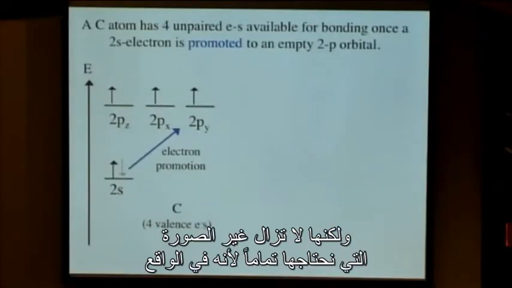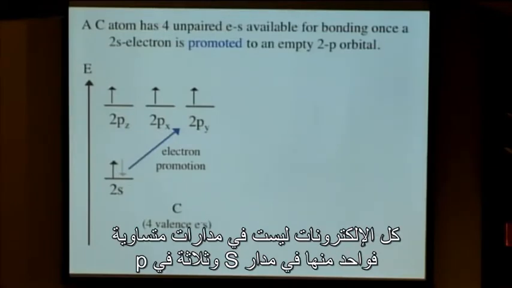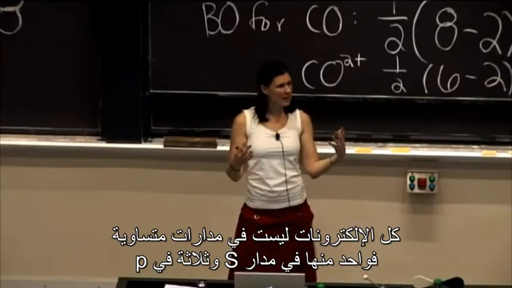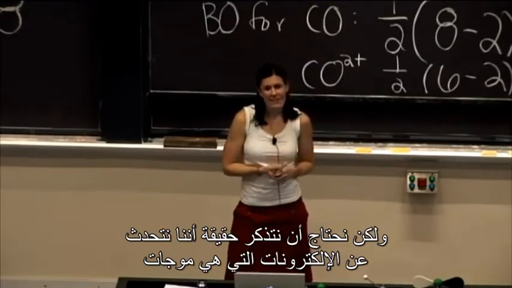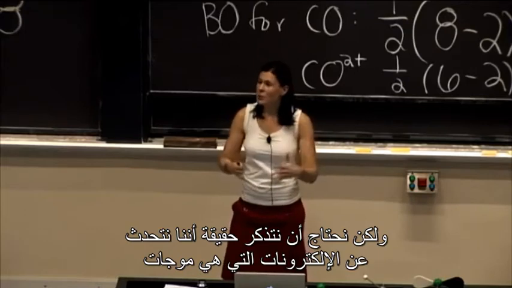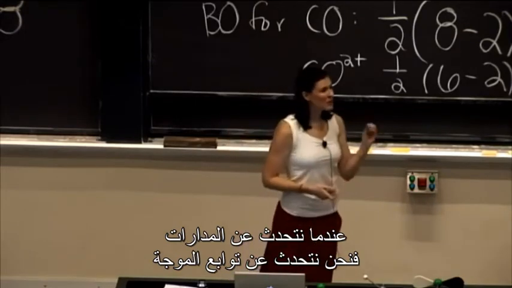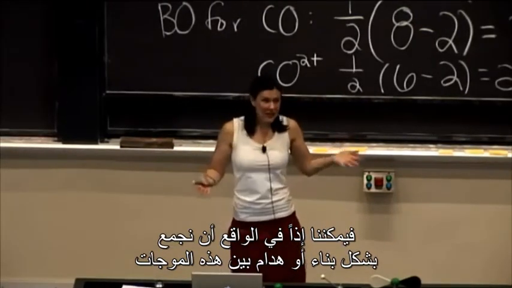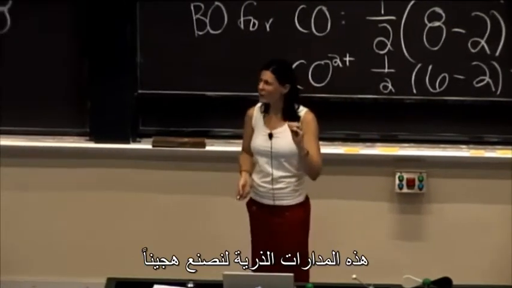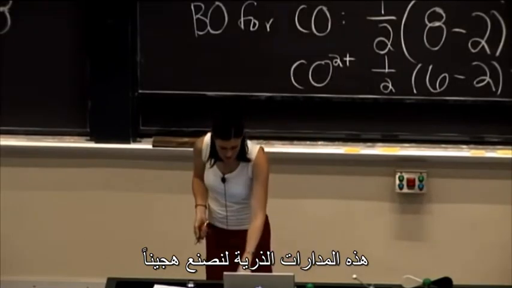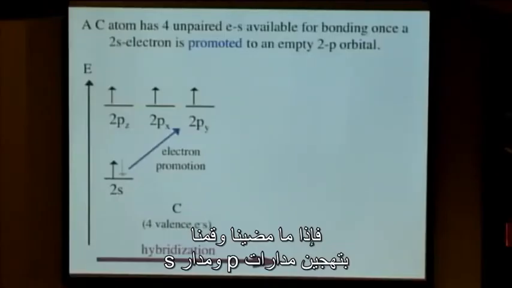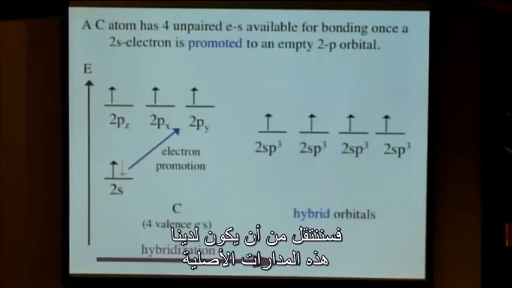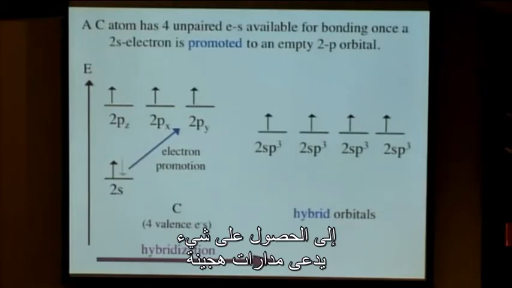That's great, but it's still not quite the picture we need, because actually all the electrons are not in equal orbitals. 1 is in an s orbital and 3 are in p. But what we need to remember is the fact that we're talking about electrons, which are waves. When we're talking about orbitals, we're talking about wave functions. So we can actually constructively and destructively combine these waves, these atomic orbitals, to make a hybrid. So if we go ahead and hybridize our p orbitals and our s orbitals, we'll switch from having these original orbitals to having something called hybrid orbitals.